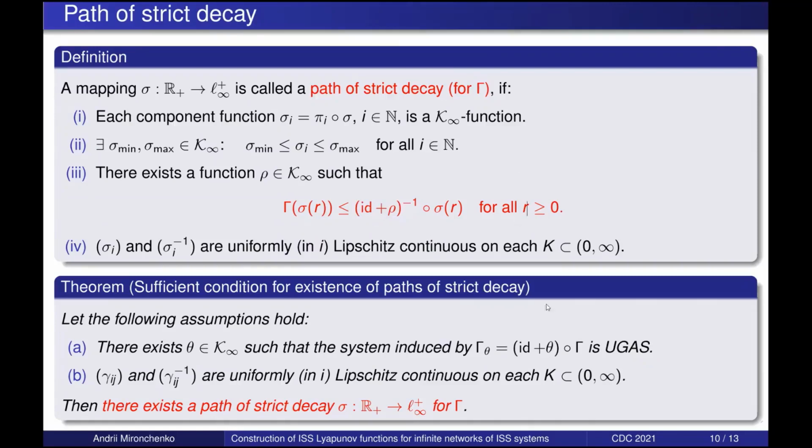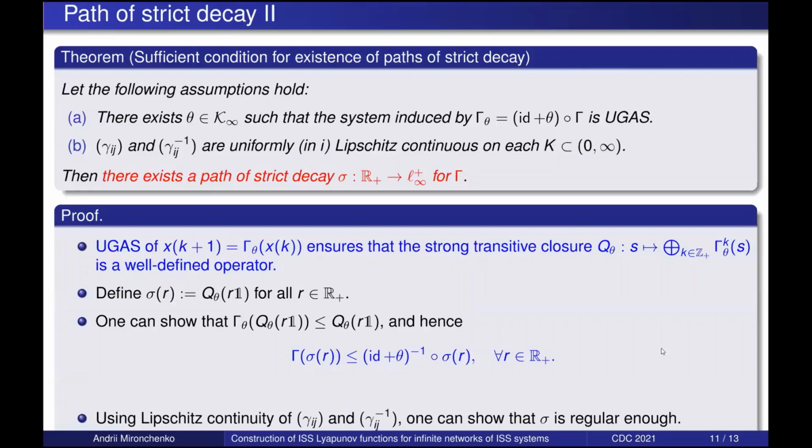Well, we have a condition for how we can prove that there is such a path of strict decay. We take a gain operator, we scale this operator by some K infinity function. If the corresponding scaled gain operator generates a uniformly globally asymptotically stable discrete-time system, then there is a path of strict decay for gamma. Okay. Furthermore, we can show even more. We can construct this path of strict decay.